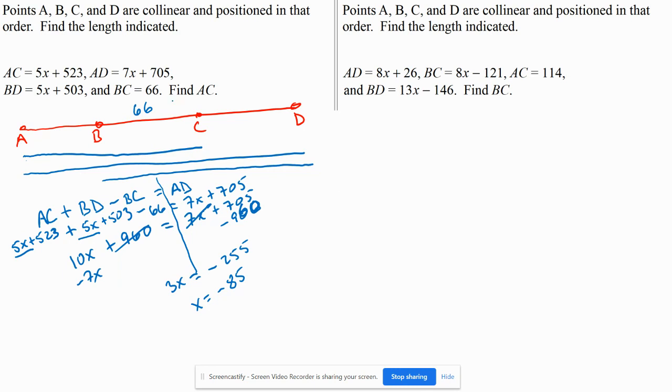My question here is find AC. I know something about the segment AC. It has an x in it, but that's why I figure out what x was. Use the value of x. So I'm looking at what's 5 times a negative 85 plus 520. That's AC. That's a segment AC. What's that? 5 times a negative 85, that's negative 425, plus 523. So I'm going to say what I'm looking for is 98.